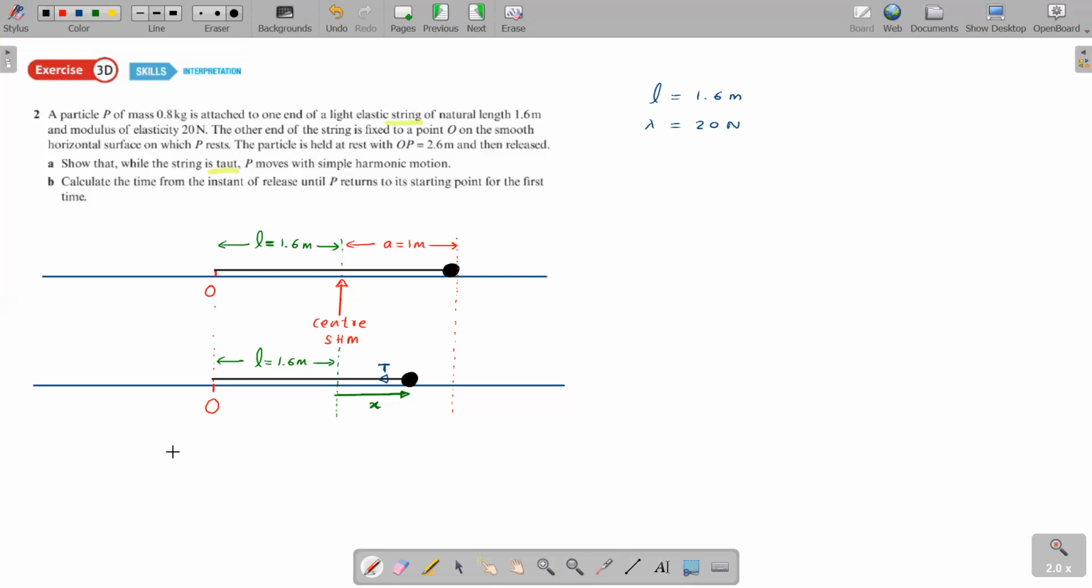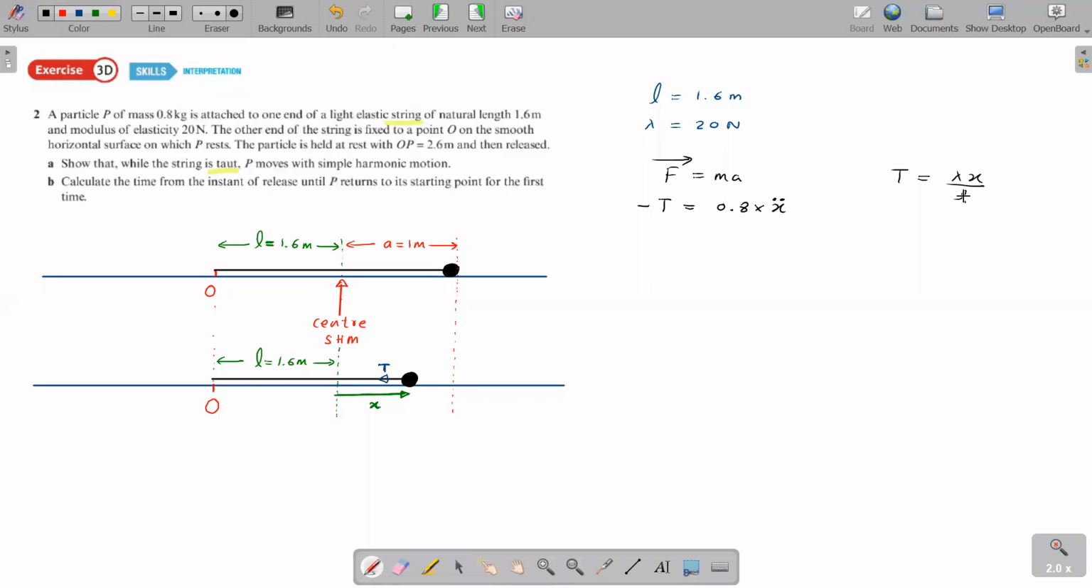So what will we apply now? We will apply F equals ma away from the center. That's how we do it. Always apply F equals ma away. So tension will be minus T equals mass, which is 0.8, into acceleration, which is x double dot. Are you with me?